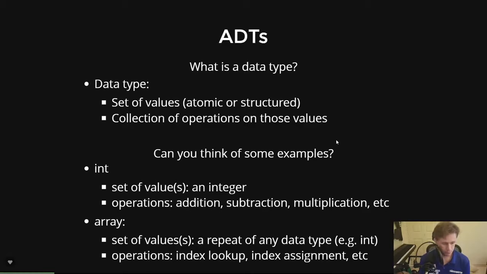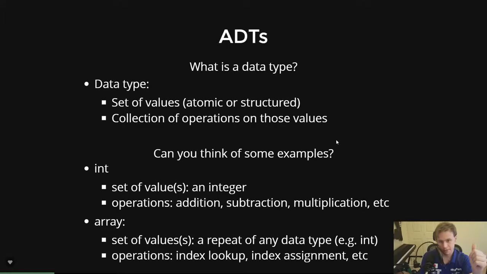What are the operations you can do on an array? Well, you can't add two arrays together. You can't multiply two arrays. I mean, you might be able to in some languages, but in C you can't just multiply two arrays together. But you can look up an element, and you can assign an element to a specific index. So these are data types: a set of values and a collection of operations.